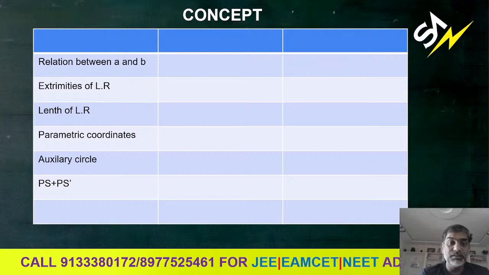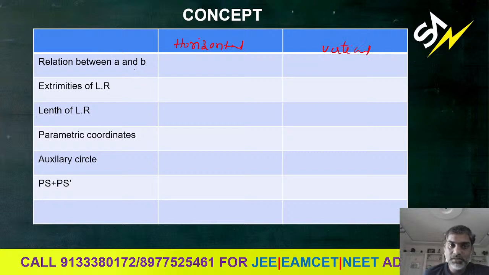Relation between a and b. Most of the students get confused here when writing the relation between a and b. Every time they get confused regarding this relation. What is the relation between a and b? In case of the first one, this is horizontal, and this is vertical.